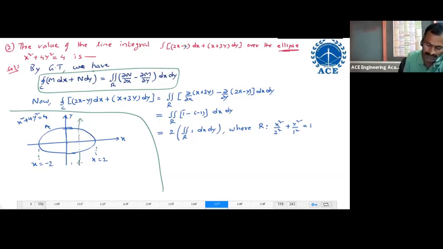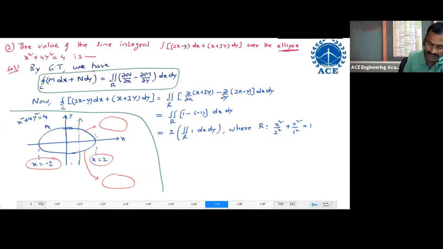When you draw the line parallel to the y-axis, the line enters the region through this curve, and the same line leaves the region through this curve only. The entering curve will give the lower limit. The leaving curve will give the upper limit of y. Like this, we can draw the lines from x equal to minus 2 to x equal to plus 2. The x limits are like this.